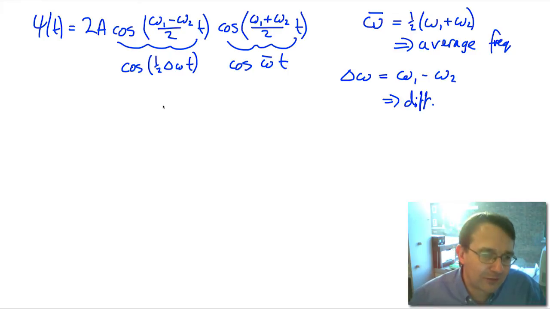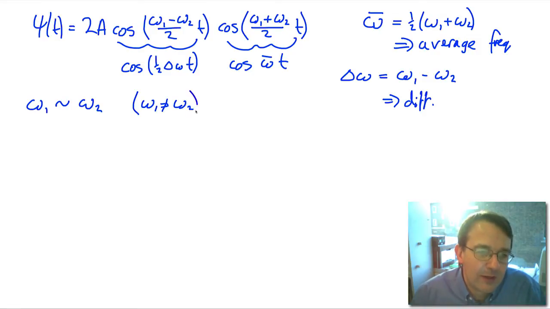So what's that going to look like? Well, supposing we take the case where we have two sources where omega 1 is roughly equal to omega 2, but not exactly equal, right? So omega 1 is not equal to omega 2, but they're comparable in size. So say, for example, we have 1 kilohertz here and 1002 hertz here. These would be roughly equal, but not exactly equal.